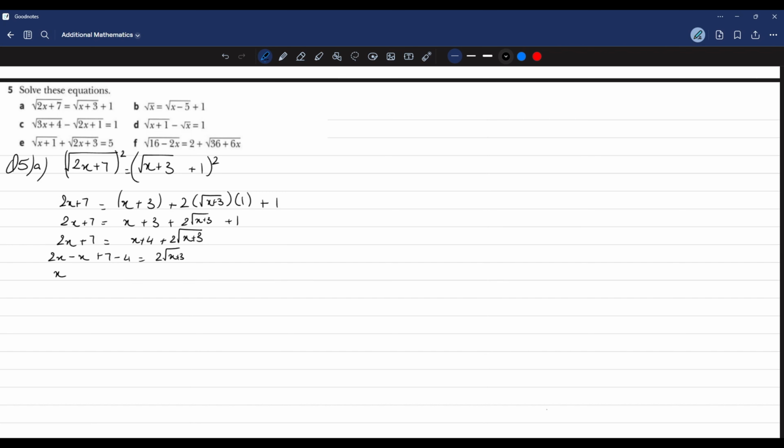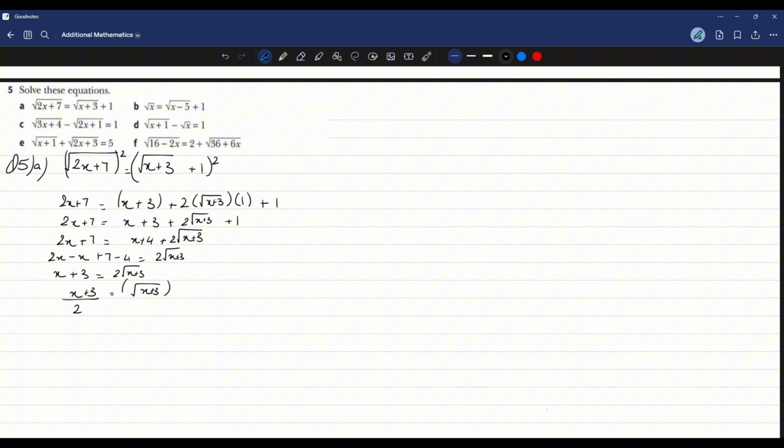Simplify this, we get x plus 7 minus 4 is equal to 3. So we have x plus 3 is equal to 2 under root x plus 3. Now, as you can see, there's a clear way of how you're going to solve this. We get x plus 3 divided by 2 is equal to under root of x plus 3. Now we have to remove this under root.